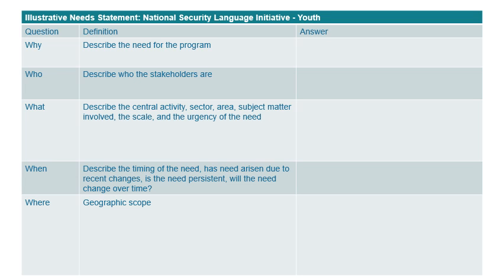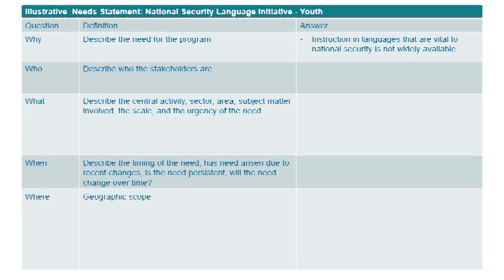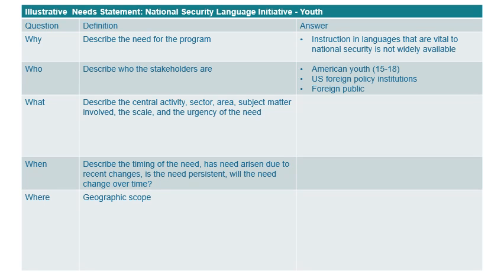Let's go through an illustrative needs statement for an existing program here at ECA, the National Security Language Initiative for Youth. The primary stakeholders involved, the WHO, are going to be American youth ages 15 to 18, U.S. foreign policy institutions, and foreign publics that the exchange visitors interact with.